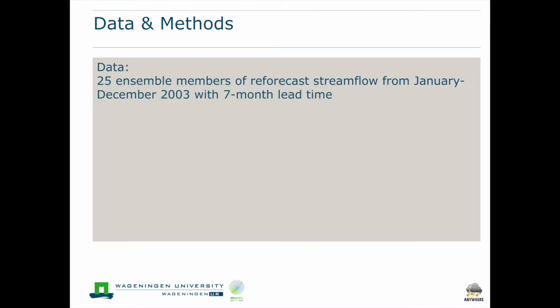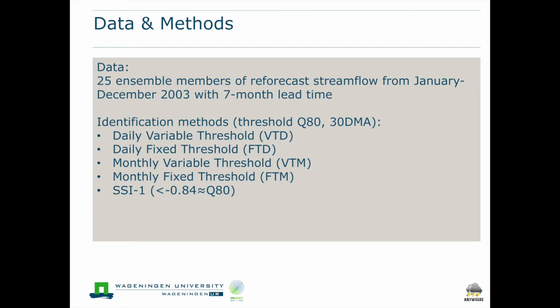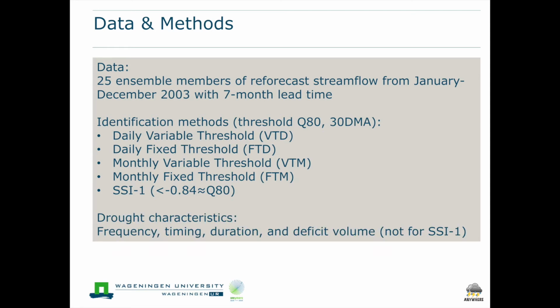For drought analysis, we reforecasted the European 2003 drought using seasonal forecast initiated from January to December 2003 with 7-month lead time for each initiation and 25 ensemble members. As I mentioned in the previous slide, we used the threshold methods and the standardized index SSI. Here we define drought when the streamflow falls below Q80, which are flows that are exceeded 80% of the time, and when the SSI falls below -0.84, equal to threshold Q80. We would like to note that drought deficit volume is not meant for SSI.